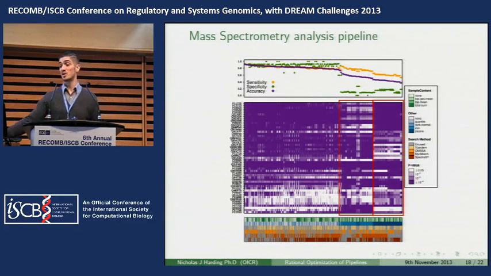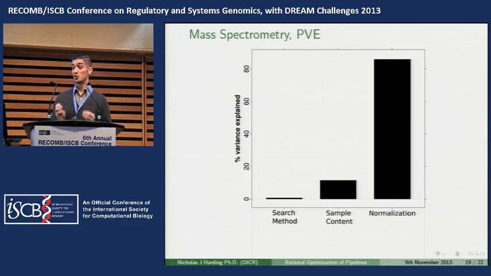When we look at the percent variance explained, the majority of variance is explained by the normalization step. So when we perform a mass spectrometry experiment, we shouldn't be so concerned about the search method used. There are different methods you can use in the first step to compare your spectra to your database to identify which peptide you're detecting. That is not a large cause of variance, using different search methods.